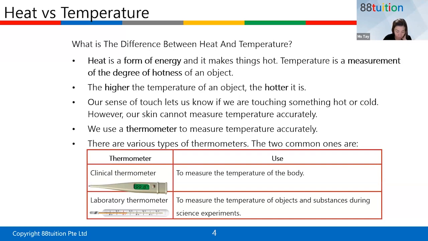Waiting for your answers. Somebody put in clinical. Clinical. Okay. If I were to show you the clinical thermometer, how it looks like.